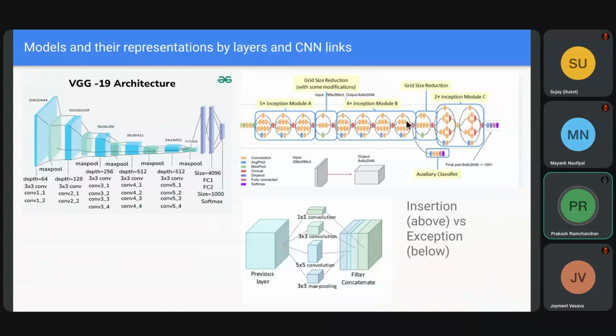This insertion is the above one, where you keep inserting more and more in sequence. Whereas here you partition depth wise. That means this is not this way, but this is this way. So you take each layer and divide depth wise.